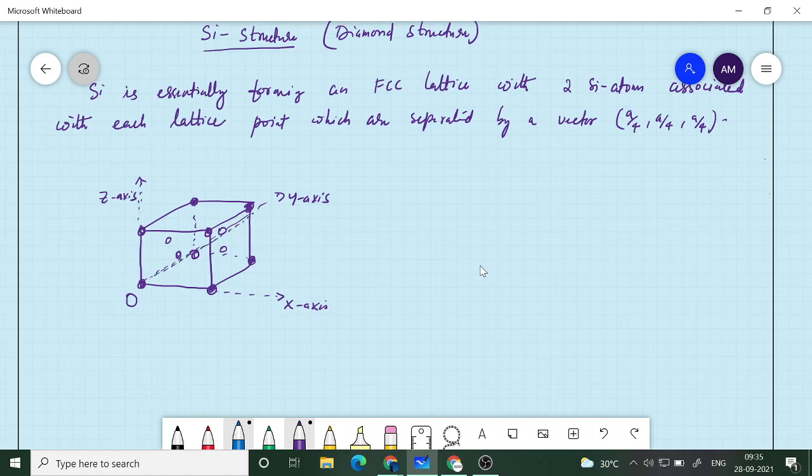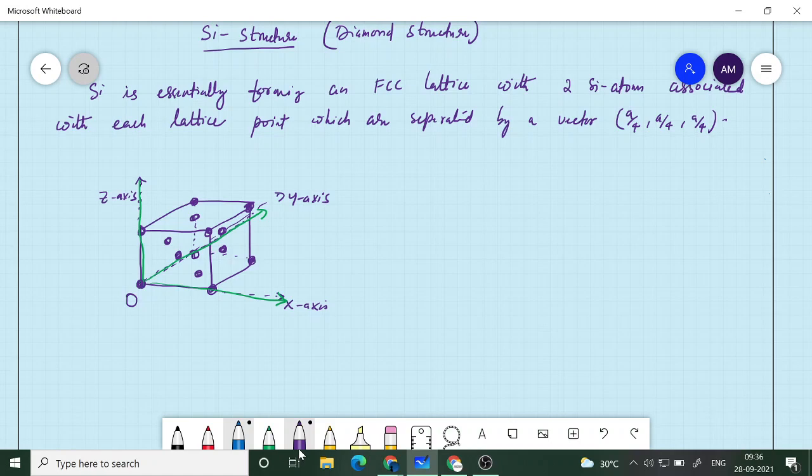So this is my x-axis, and then at 90 degrees to that I have the y-axis, and then at 90 degrees to both x and y axis, you have the z-axis. So the origin is this particular point. Now there is a face on the x-z plane, and behind it also there is a face, and then on the right side there is a face, on the left side there is a face, and then on the top there is a face, and at the bottom there is a face. So this is the FCC lattice.